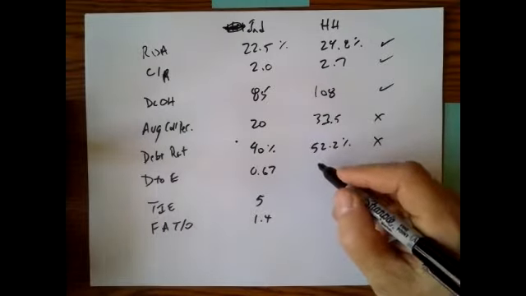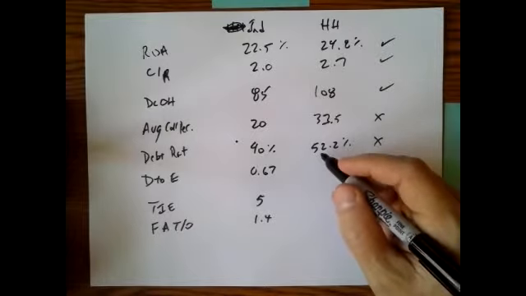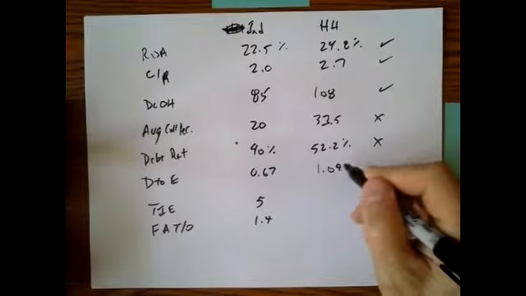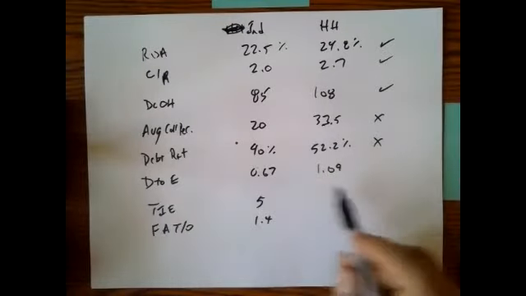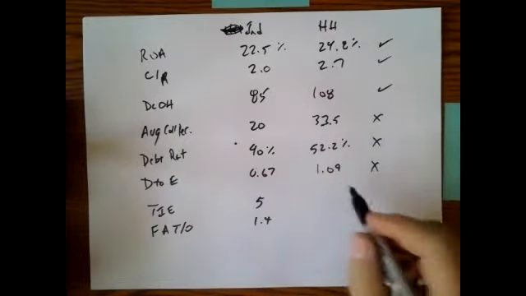Their debt to equity ratio is just another way of expressing this. And debt to equity is total debt divided by total equity. So in this case, that's 1.09. The industry average is 0.67. So as you would have expected, this is also higher than the industry, and it just tells you they're taking more risk.